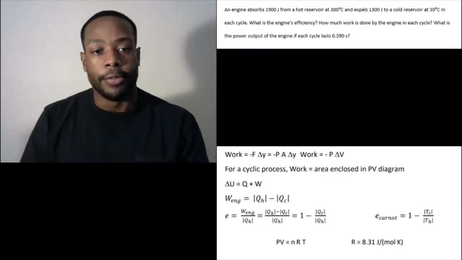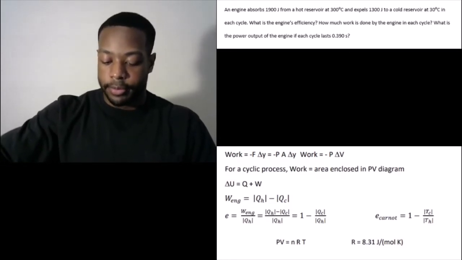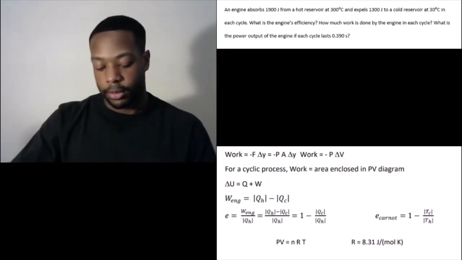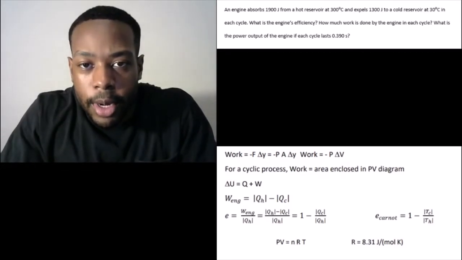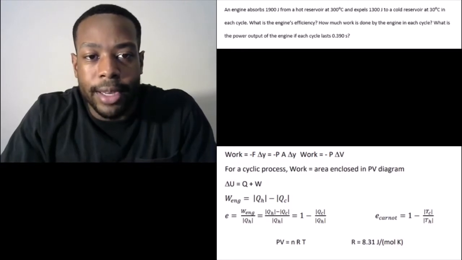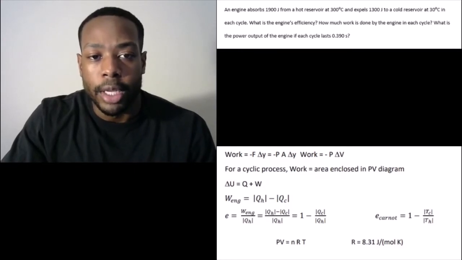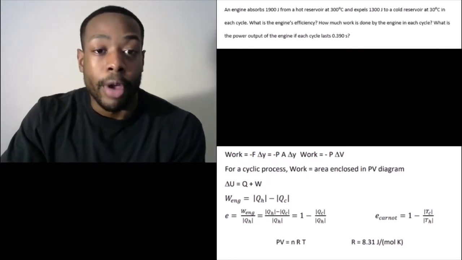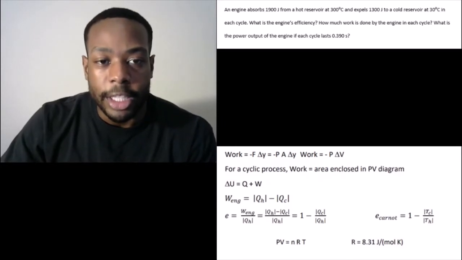Not too complicated there. You've done it a million times, hopefully. Pretty simple stuff. So our efficiency is 31.6%. Next part, we want to know how much work is done by the engine in each cycle. That's not too complicated. We just want to find the work, right? We know how much energy we input and how much energy we expel. We also know our efficiency, right? So let's settle on what we want to use to solve this part of the problem.